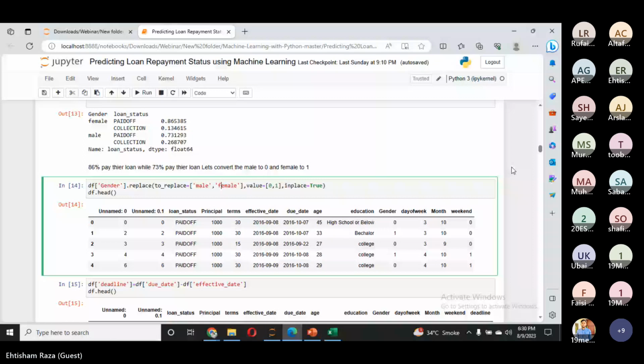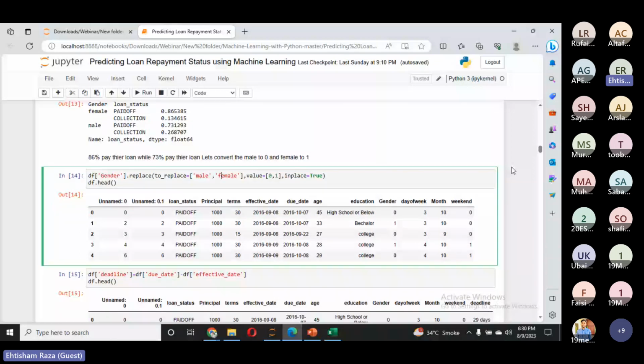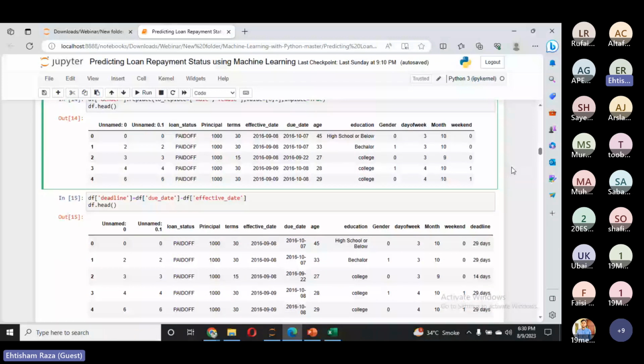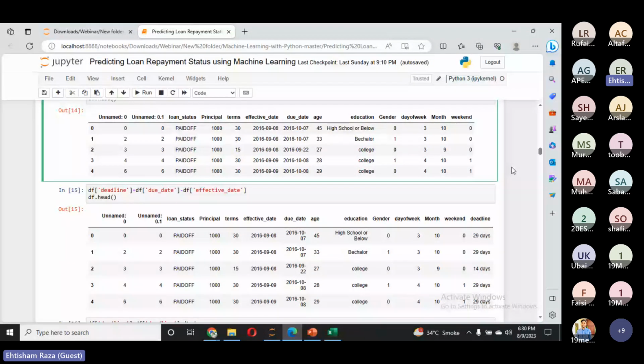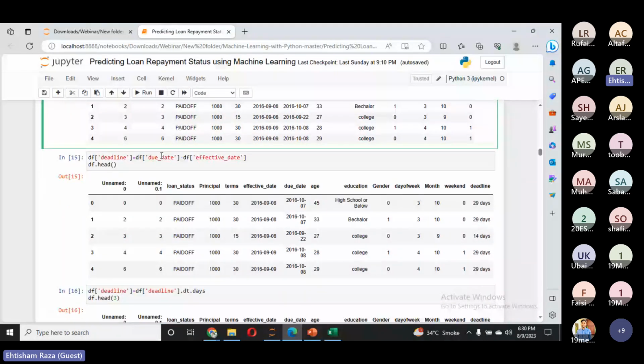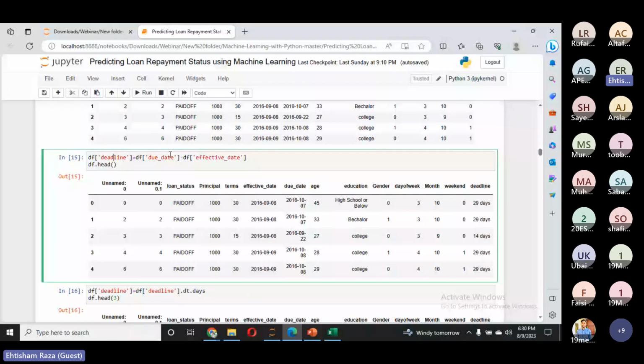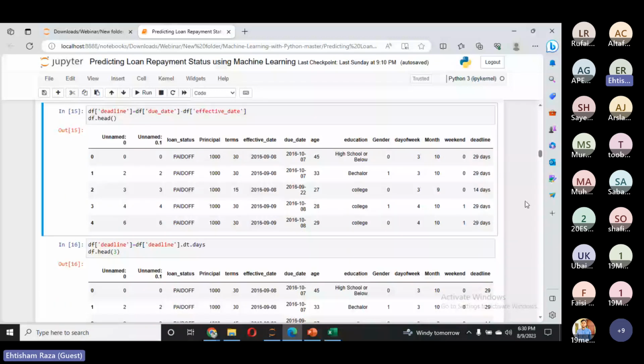So we have a due date and an effective date. We can calculate the deadline, in how many days the deadline of this loan is. I'm making a calculation: due date minus effective date is going to be my new column, deadline, in which I am calculating after how many days my deadline is. It is telling me my deadline is 29 days for this loan, or in 14 days. Whatever the days it is telling me, I still don't need the days, I just need a number.